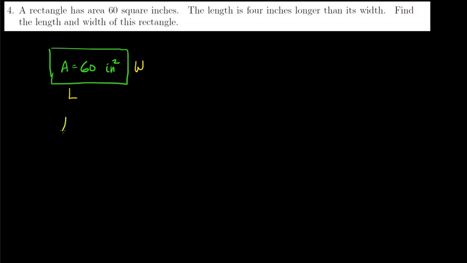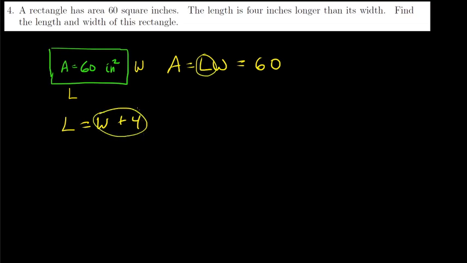So we know that the length, whatever the width is, just add 4 inches. And remember, the area is length times width, and we know that's 60 square inches. So remember how this works? All I'm going to do is replace this L here with this L. If I do that, I get W plus 4 times W equals 60. We've seen equations like this before. So now we just have to solve this equation, and that'll give us our answer.